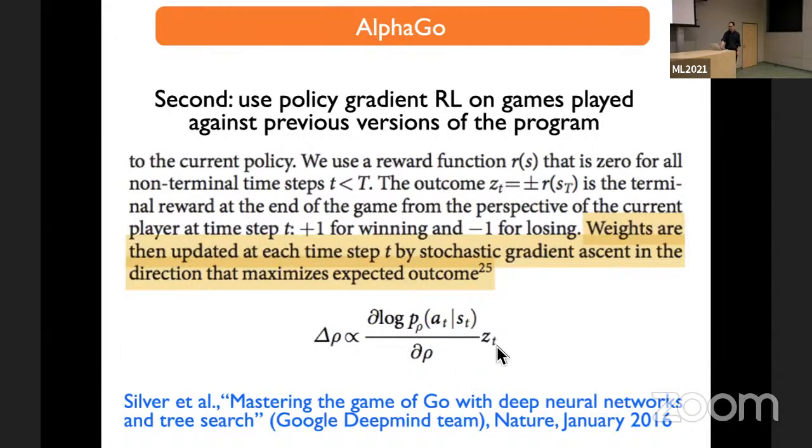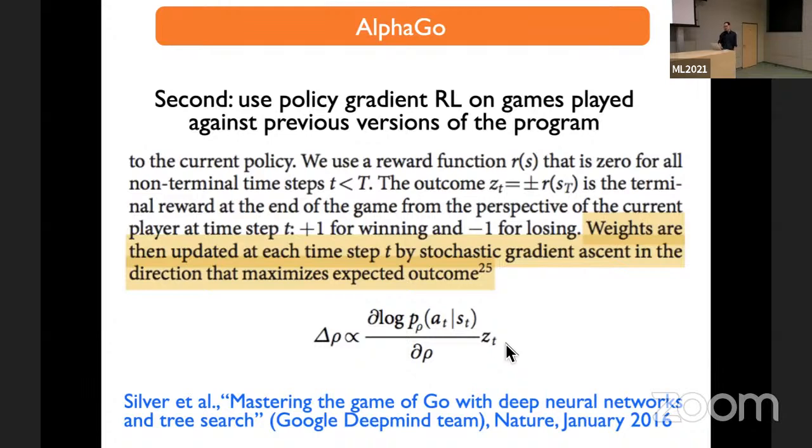Z is what we call the return. In this case, it's actually just plus one for winning at the end, zero for a draw, and minus one. Actually, there is no draw. So plus one for winning and minus one for losing in this case. And the update is the one shown here, which is exactly what we have learned so far. So there would be a sum over all times, but this is understood here. So for each step in the game, you do this update.